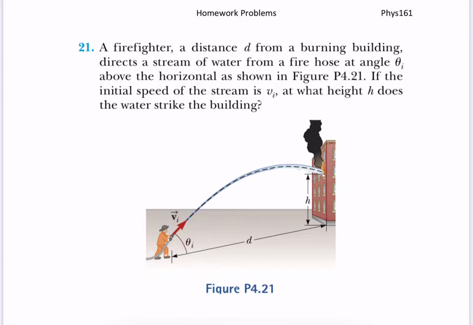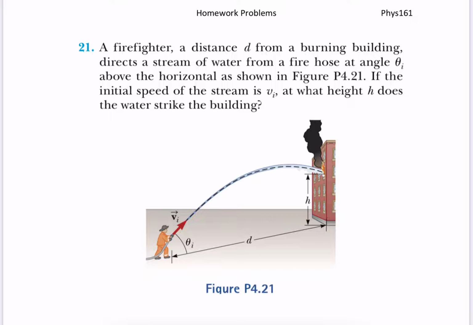Okay, so now let's look at problem number 21. A firefighter, a distance d from a burning building, directs a stream of water from a fire hose at angle theta initial above the horizontal as shown in the figure. If the initial speed of the stream was v initial, at what height h does the water strike the building?